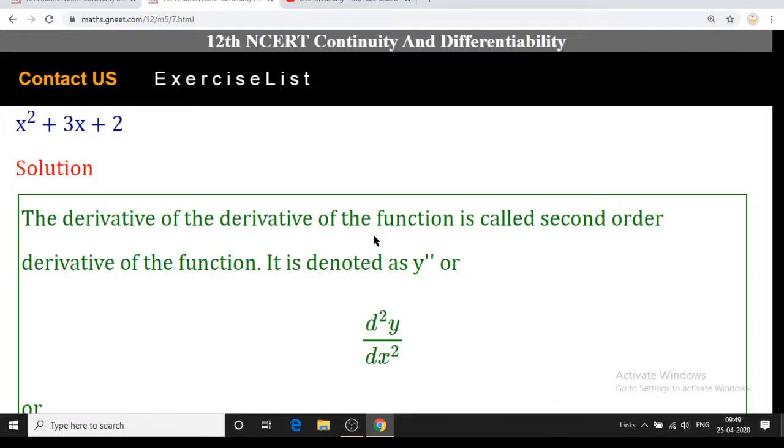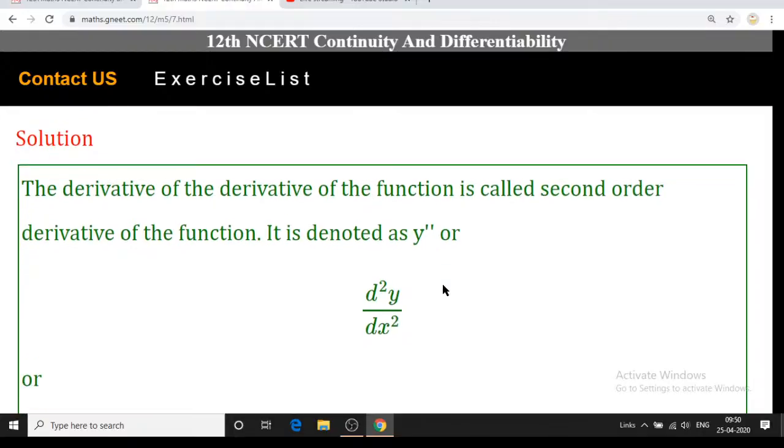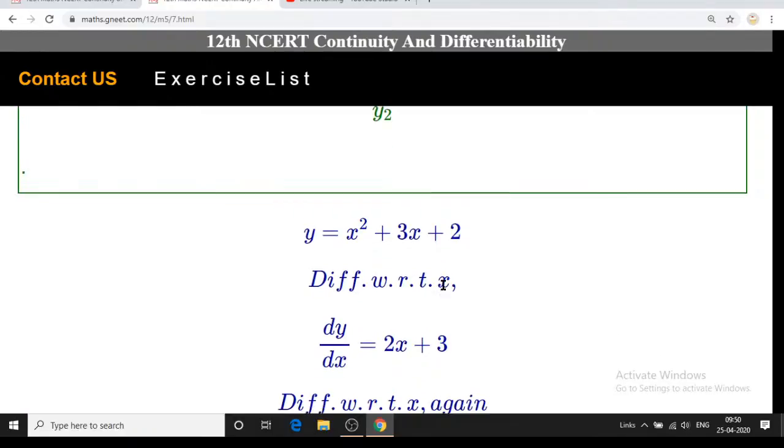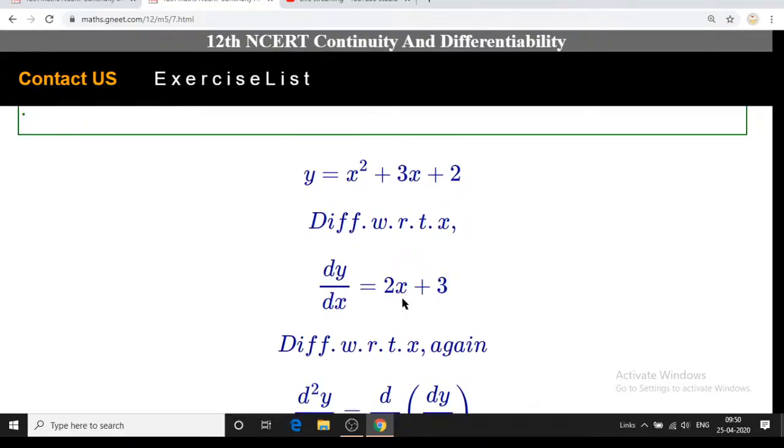We can go up to the nth order derivative. If I differentiate the second order derivative again, I will get the third order derivative, and so on. As we go on differentiating more and more, we get different orders. In your course you have only up to the second order derivative, but you can find the third order derivative also. Now this exercise is very small because you already studied finding the derivative. The only thing is that whatever derivative we get, we have to differentiate again.